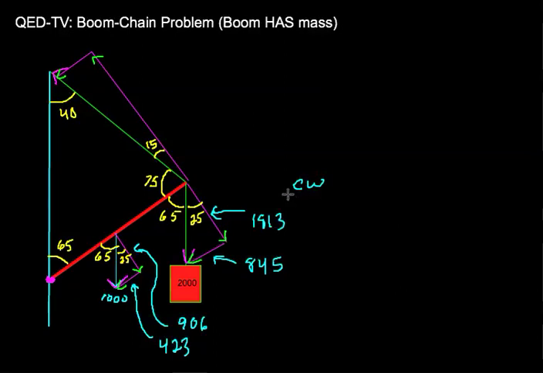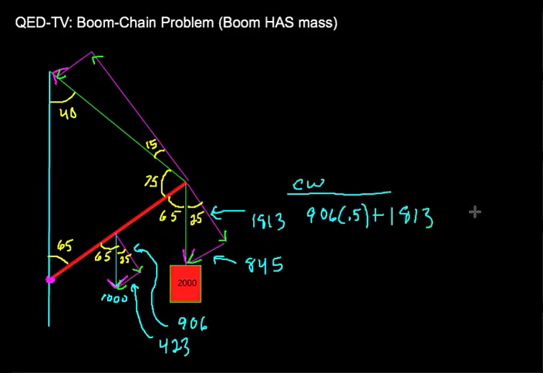So now we know we have clockwise torques. We're going to do 906 times 0.5 plus 1813 times 1. So these are going to be our clockwise torques. That should equal our counterclockwise torques, and the only one we have is this one going up this way at 1 across. So we can label this the chain perpendicular force. So this force is going to be our counterclockwise torque.